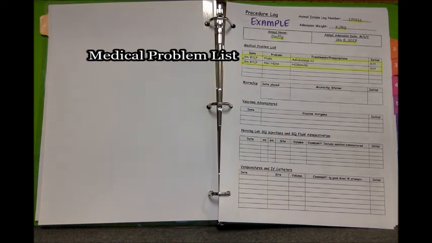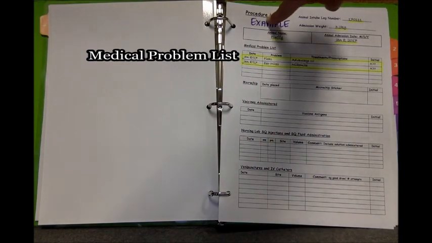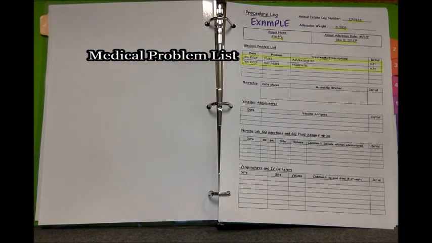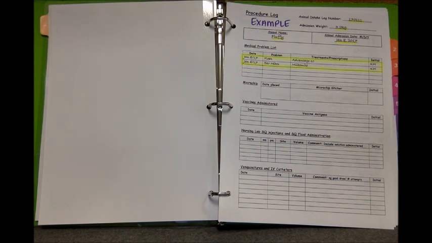First, you need to record the medication in the procedure log and fill in the medical problem list right here. As an example, if the animal has fleas and ear mites and Advantage 10 and Milbamite has been dispensed, you will fill in the procedure log stating the date, the problem, what medication was used, and your initials.